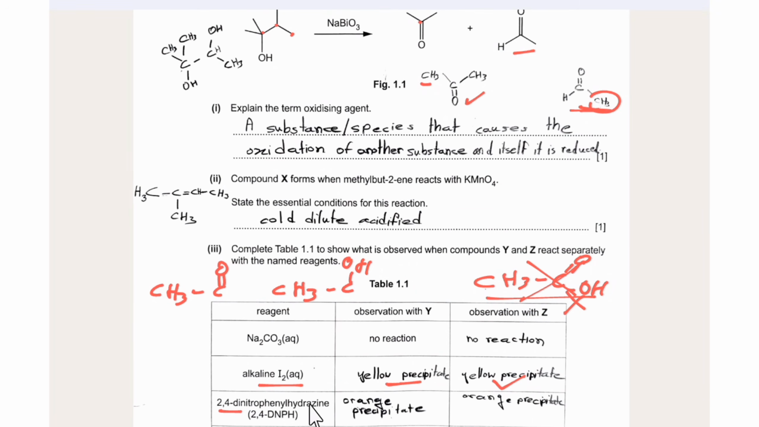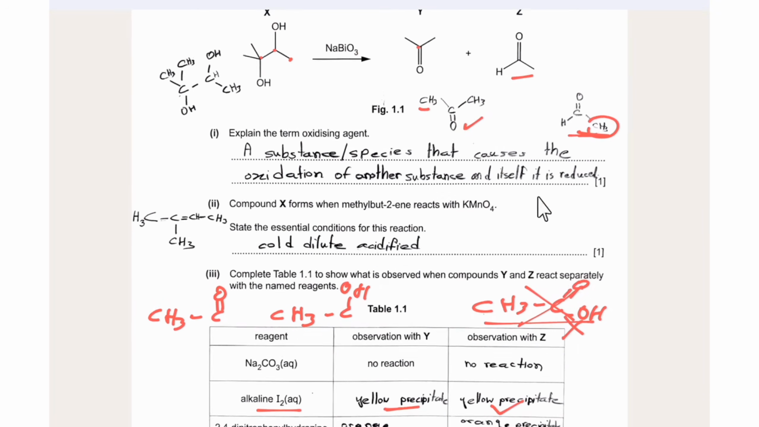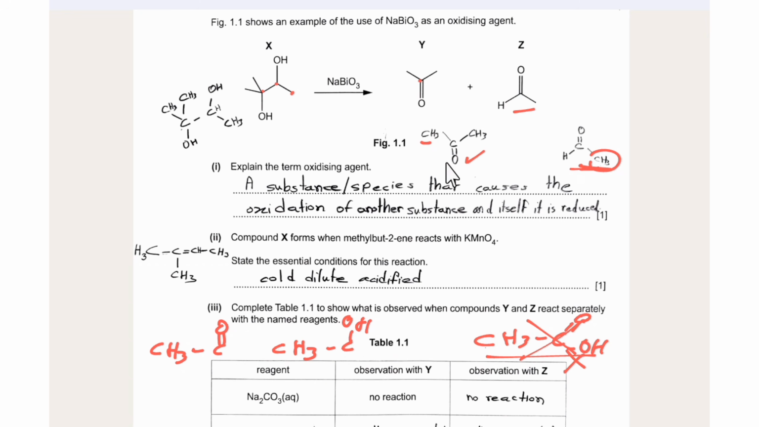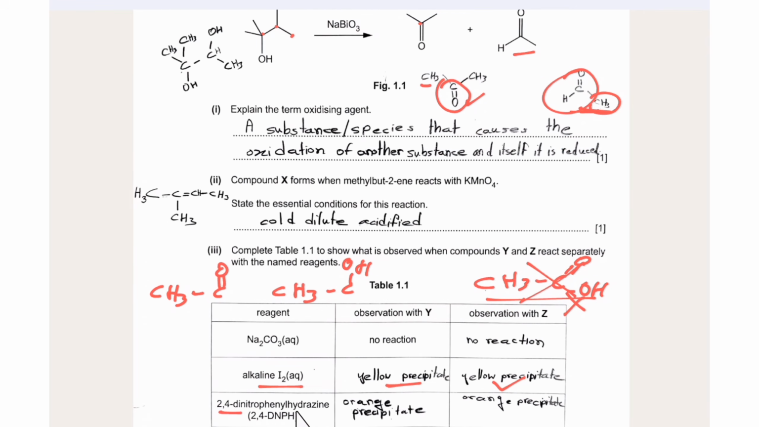2,4-DNPH. 2,4-DNPH reacts with aldehydes and ketones. So for Y and Z, here we can see that a ketone group is present and an aldehyde group is present. So with 2,4-DNPH, an orange precipitate is formed.